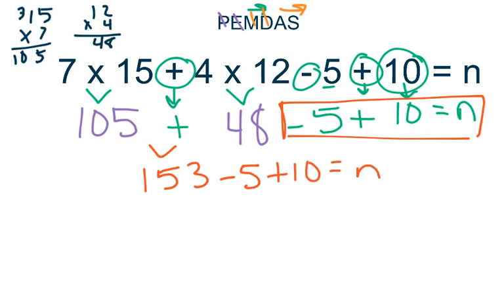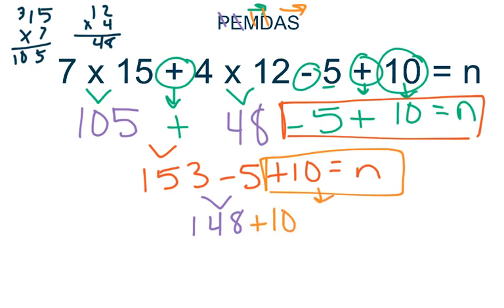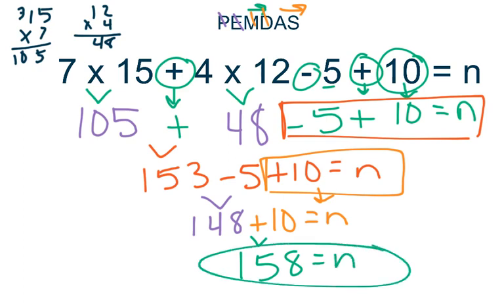I'm going to move from left to right. So my next step is going to be to do this subtraction right here. 153 minus 5 is going to give me 148. And now I'm going to rewrite my problem, bringing the rest of my problem down. So I have plus 10 equals n. And my final step here is to add. So 148 plus 10 is 158. Equals n, and that's my final answer.